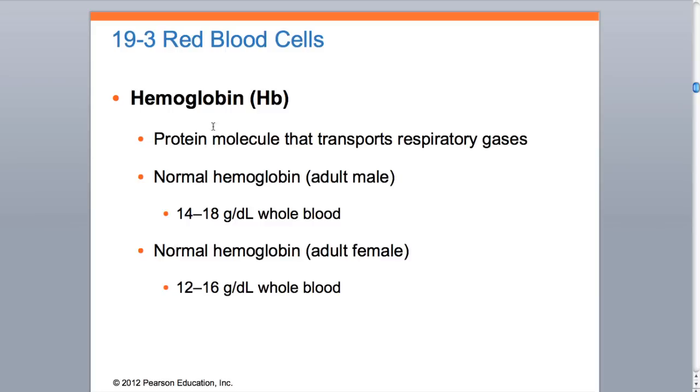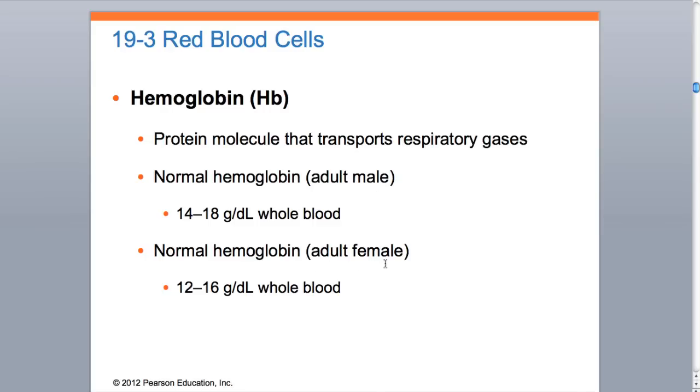Now, we said that red blood cells are made out of hemoglobin. I told you that a red blood cell will typically have 280 million molecules of hemoglobin. How much in whole blood is the next question. Here we go. Normal hemoglobin is about 16, again, we're using a round number, 16 grams per deciliter. Notice we have the same rule again. Male has more, female has less.